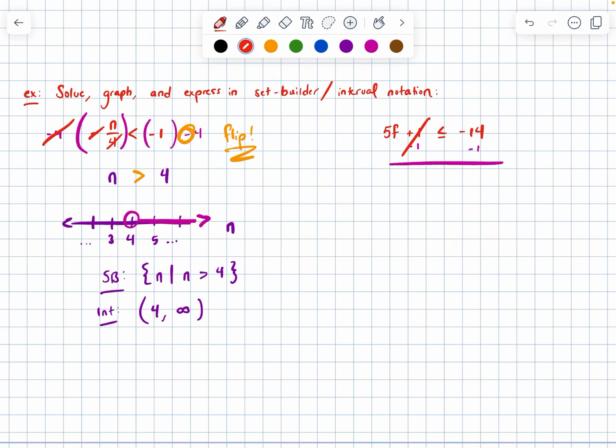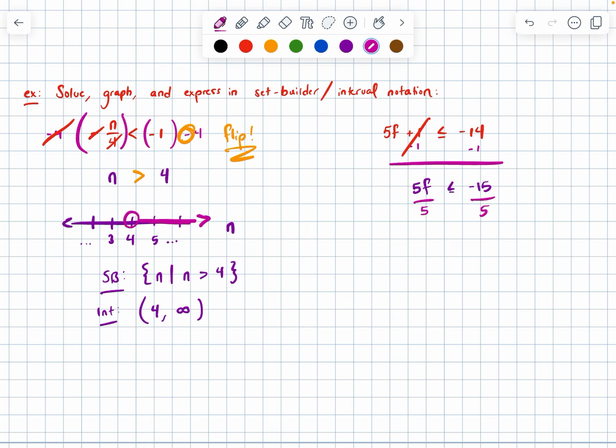So let's get rid of this 1. I'll get rid of positive 1 with negative 1. In this case, they cancel out, even though I'm using a negative 1. Remember, the operation that I'm using is subtraction. So I'm fine with the inequality. I don't need to flip my symbol here, even though the number that I'm operating with is negative. So I see 5f less than or equal to negative 14 minus 1 is negative 15.